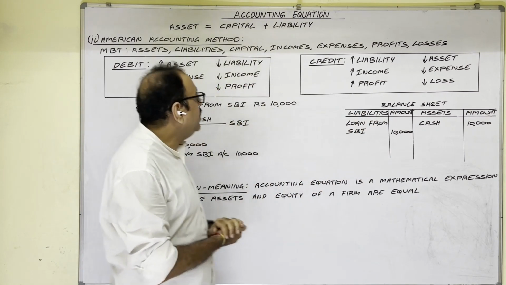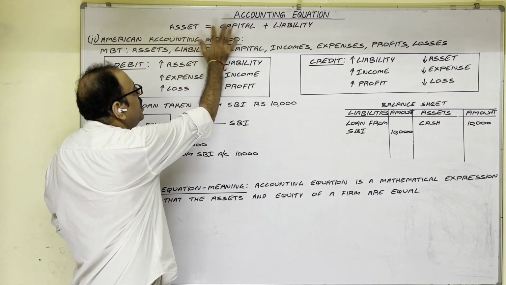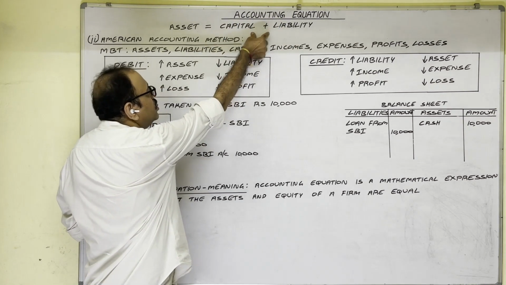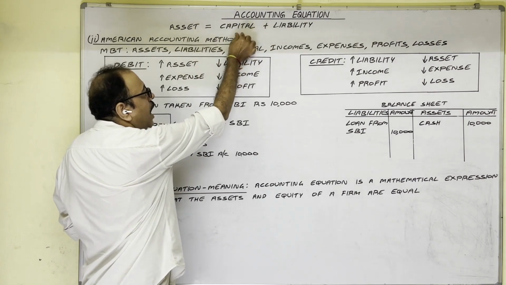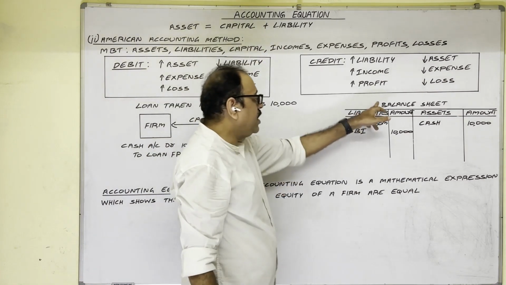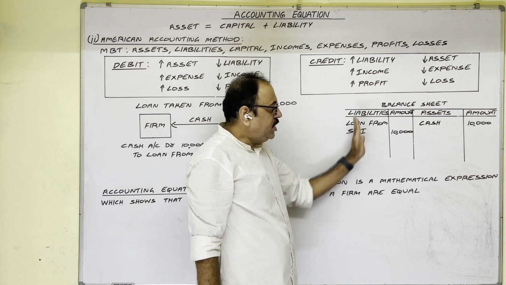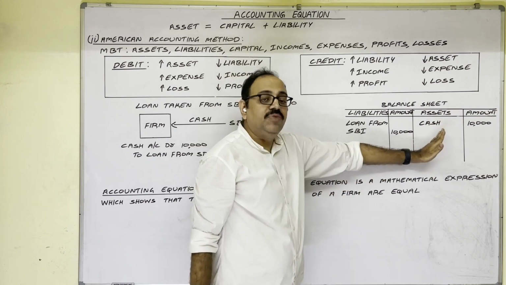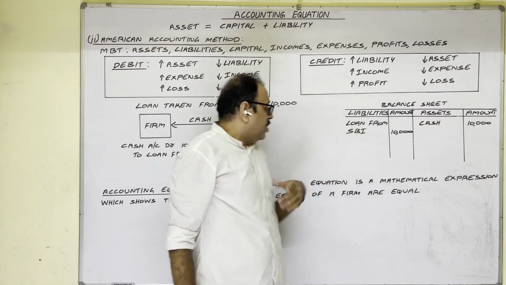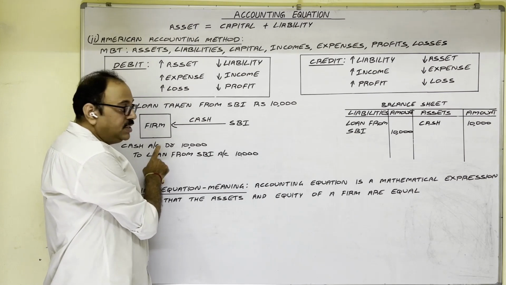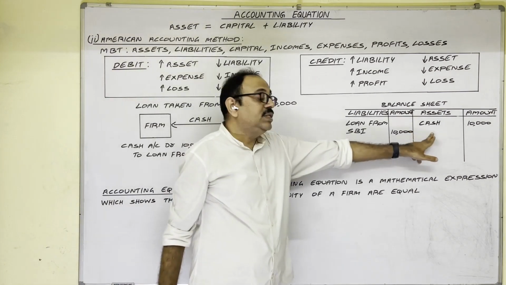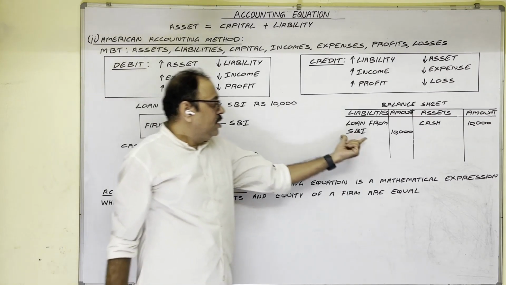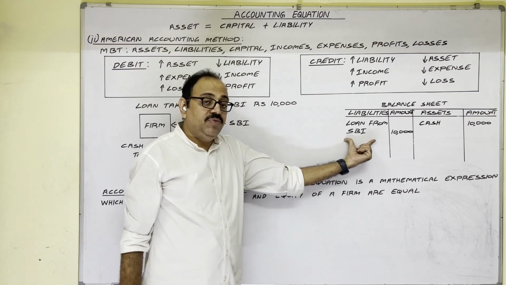See, our accounting equation is asset is equal to capital plus liability. Capital plus liability means equity only, no? So asset is equal to equity. Capital and liability in balance sheet, left side we are writing. Means equity, left side we are writing. And assets, right side we are writing. So cash is debited. Means debits, asset side we are writing. Loan is credited. Means credits, liability side we are writing.